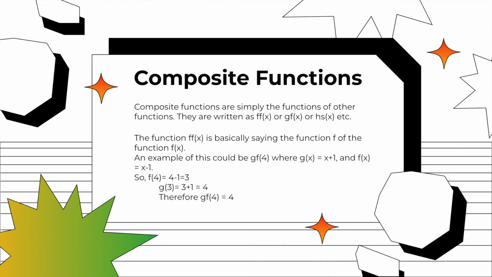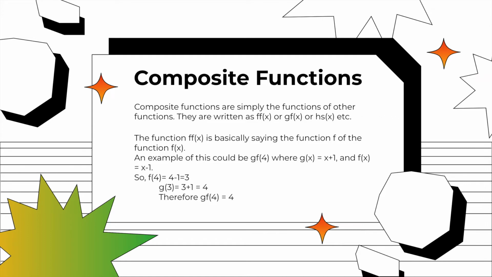Composite functions. Composite functions are simply the functions of other functions. They are written as f(g(x)) or g(f(x)) or h(g(x)) and etc. The function f(g(x)) is basically saying the function of f of the function of g(x).